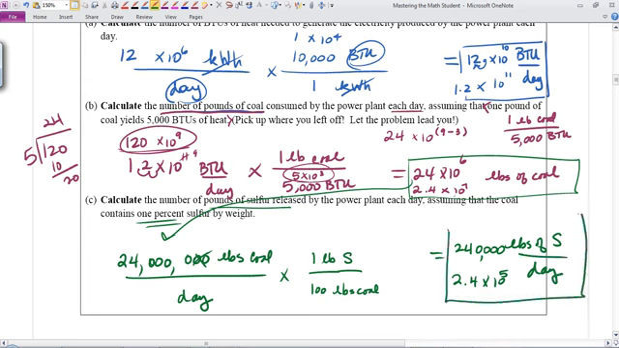Either way, we'll take it. But do not leave the number naked. You must put the units. The units are your friend. The units are worth points.